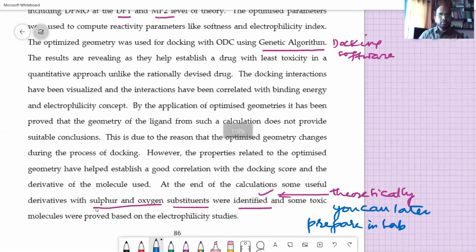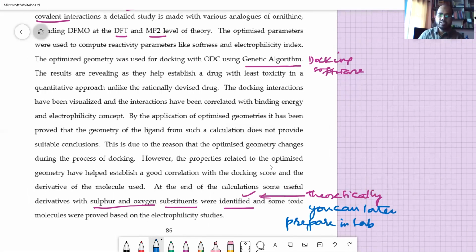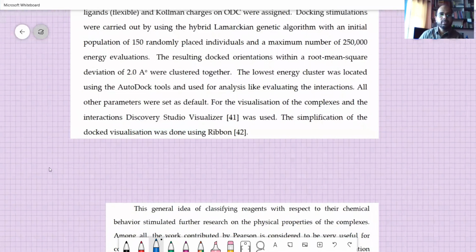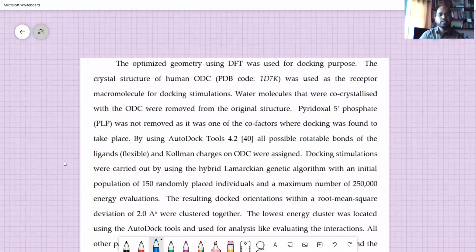Some toxicity will be proved based on the electrophilic studies. So that is also another study there. So I think we'll have another short paragraph. The optimized geometry using DFT was used for the docking purpose. Optimized means I submitted some rough molecules, and the DFT software showed the optimized parameters. This is the code from the PDB for ornithine decarboxylase, which was used as a receptor and matching method for docking simulations.